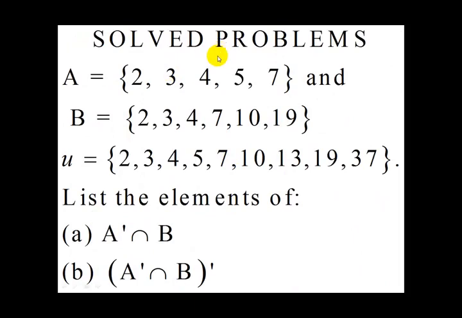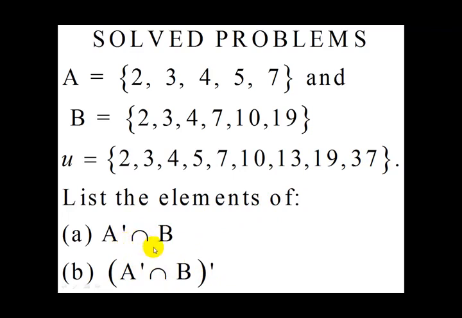Now let's look at some solved problems. Given the set A equals 2, 3, 4, 5, and 7. The elements of the set B are 2, 3, 4, 7, 10, and 19. We are given the universal set, and these are the elements: 2, 3, 4, 5, 7, 10, 13, 19, and 37. Now we are asked to list the elements of A complement intersection B complement.